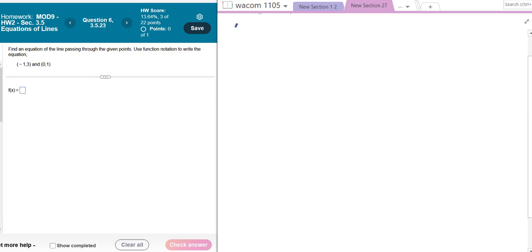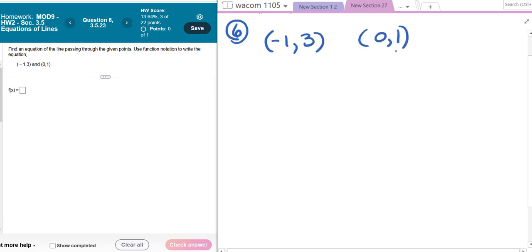Six. This time they're asking for one extra thing. They want us to go to function notation. To get function notation, first you have to get the slope-intercept form. So you need y isolated, and then you will just replace the y with f of x once it's isolated. All right, they're going to make us work hard on this problem because they did not give us slope. They gave us 2 points, so we're going to have to figure it out. So we're going to need slope.